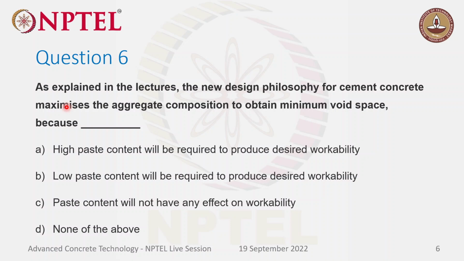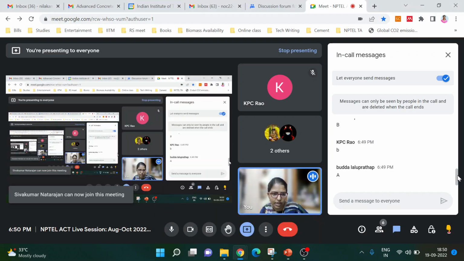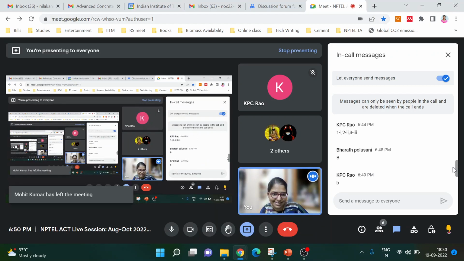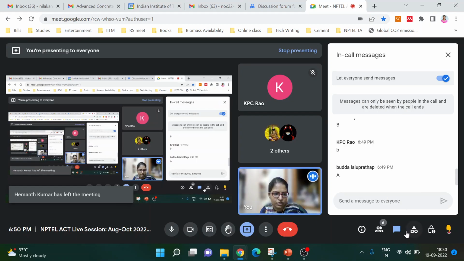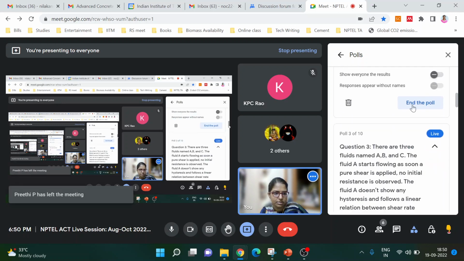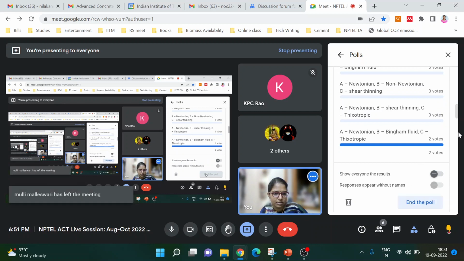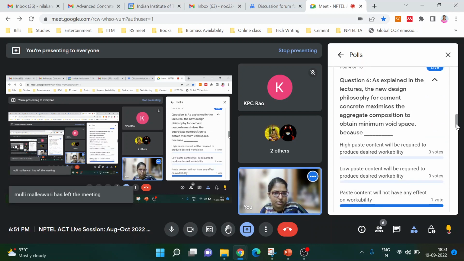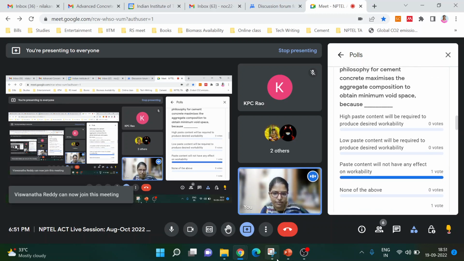Time is up. Let's see your response. I could see one more person answering here: option B, B, and A. Let's see what's the right answer. I have to check the polls as well. Here is question 6. Only one person has given the answer in polls.